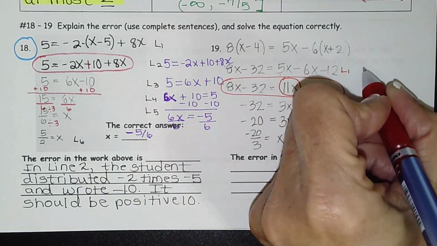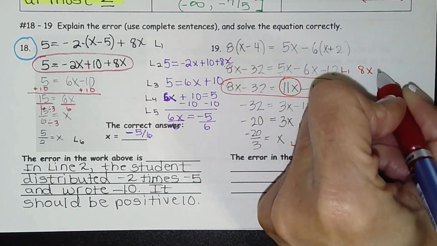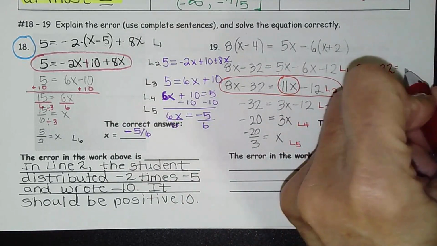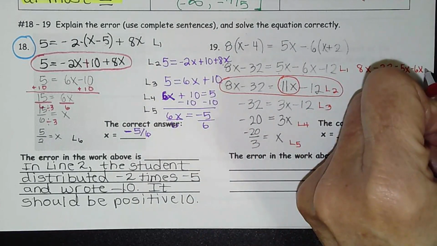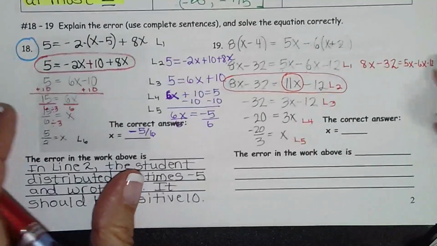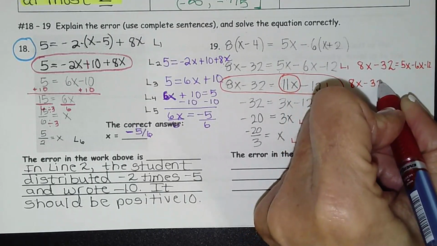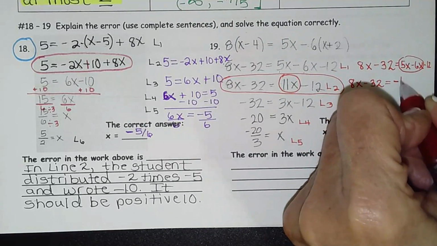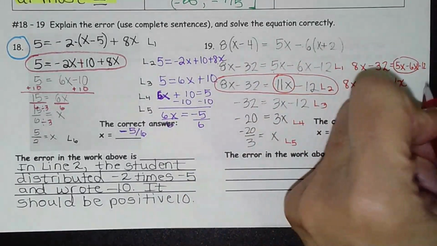So how about we just rewrite line 1 and start from there. So 8x minus 32 equals, and I'm running out of room, aren't I? 5x minus 6x minus 12. Oh, gee, I'm barely fitting that in. Okay, so the left side will stay the same, 8x minus 32, nothing to do there. But when we combine like terms, 5 minus 6 is negative 1x instead of positive 11x. And then we still have our negative 12.